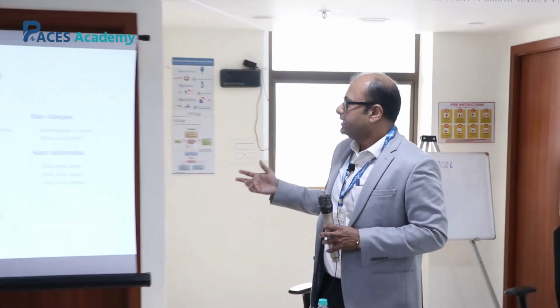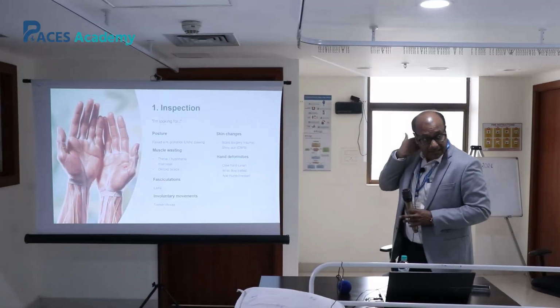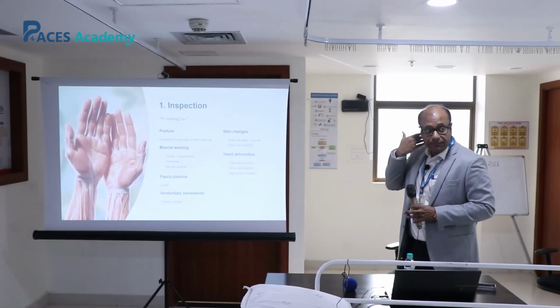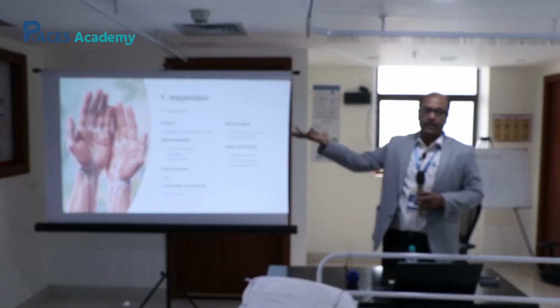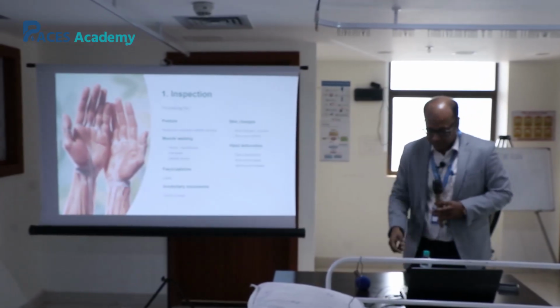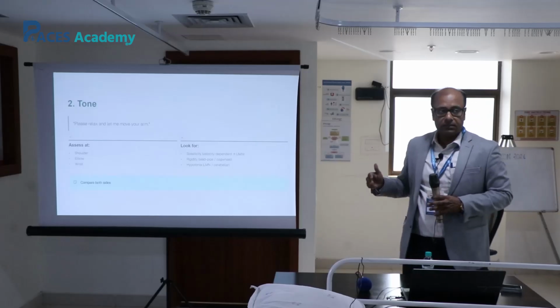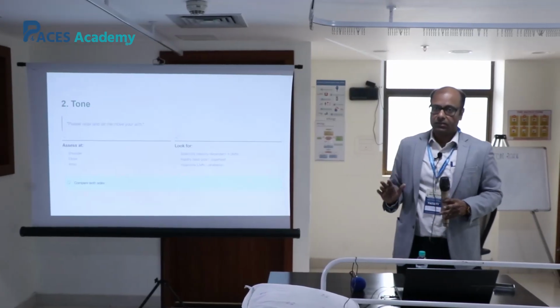In a system you can assess the posture of the patient, whether lying down, whether the neck is stiff, muscle bulk, wasting, any fasciculation, any tremor or chorea, involuntary movements, any skin changes, any scar on the back. If you see the neck is stiff, you look at the back for any surgical scar, or any claw hands. Okay. Then after inspection, it is tone.